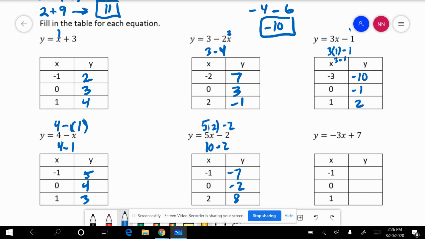Now, looking at the next one, we're going to do the exact same thing. We're going to take the negative 3, and we're going to replace it with each of these numbers. So the first one is negative 1. Negative and negative, remember, is a positive. So 3 plus 7 would be 10. For the next one, we're plugging in a 0. Negative 3 times 0 is 0. 0 plus 7 is 7. And then our last one when we plug in a 1. Negative 3 times 1 is negative 3, plus 7 is 4.